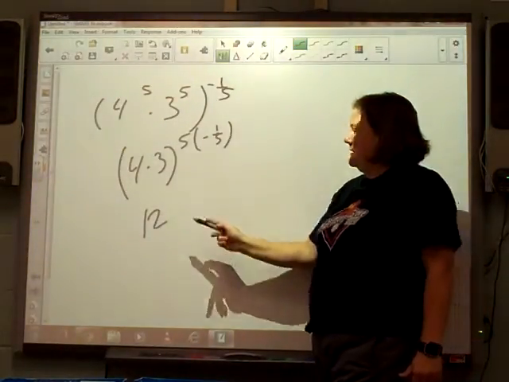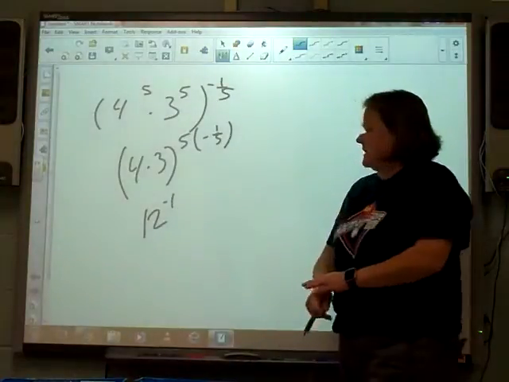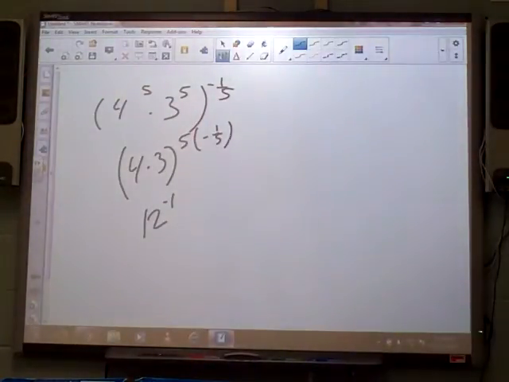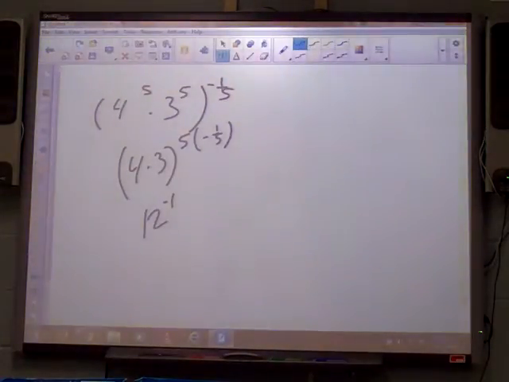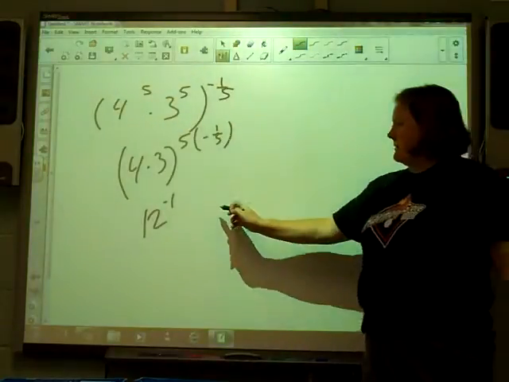Multiply them. That is a negative 1. 5 times negative 1/5. Now we're down to the negative exponent rule. No, we don't have an i. What does the negative exponent rule say to do? You put it over 1. Good, it goes on the bottom and becomes positive.